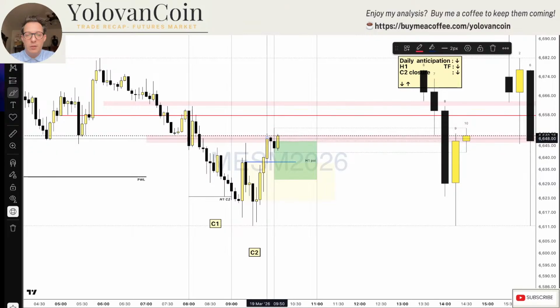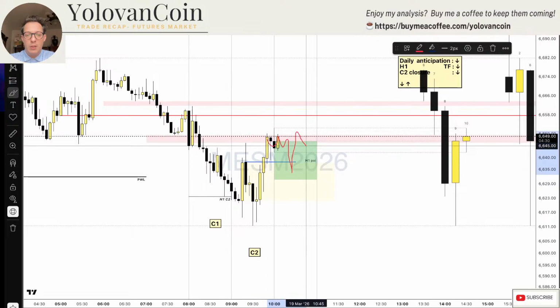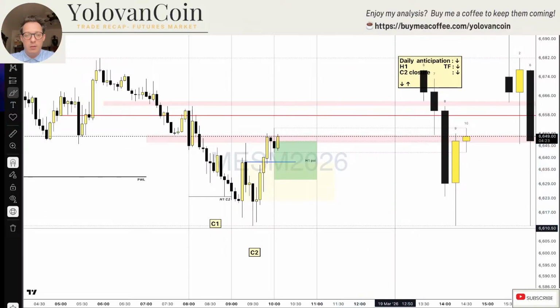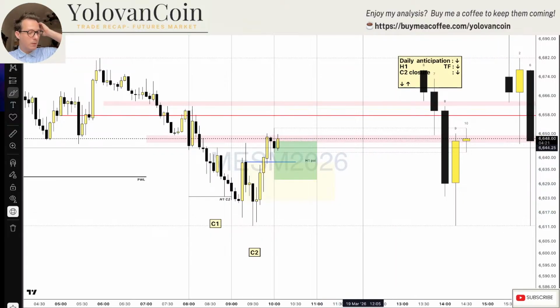So consolidation, manipulation, and then going lower, or consolidation, manipulation, and then going higher and lower. Okay, you got my point, guys?